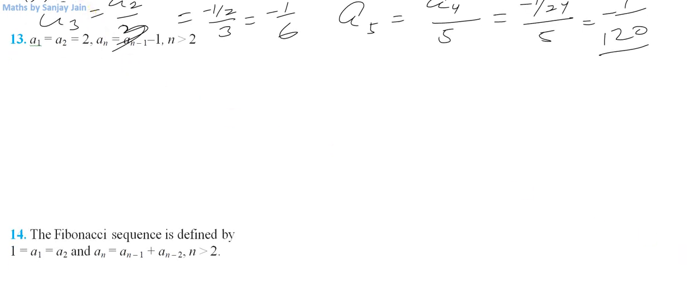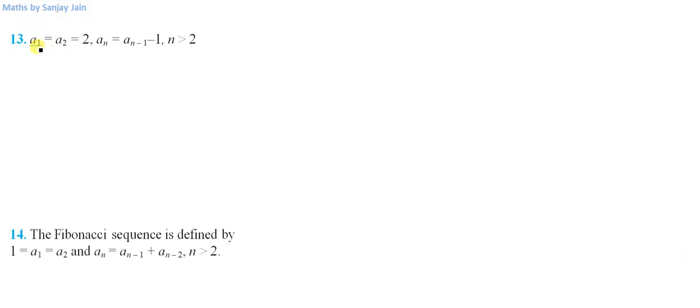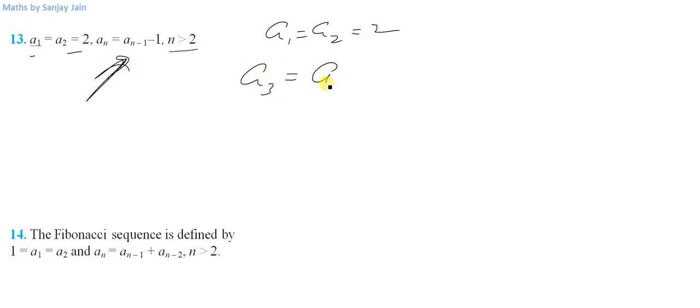Okay, so A1 and A2 are given. We need to write the first 5 terms. For n greater than 2, I'll apply this formula here. So A1 and A2 are already known. What about A3? A3 is given by this formula. So A3 will be equal to A of 3 minus 1, minus 1. So it will be equal to A2 minus 1, right? A2 I know is 2. So A3 will be equal to 2 minus 1, that is 1.